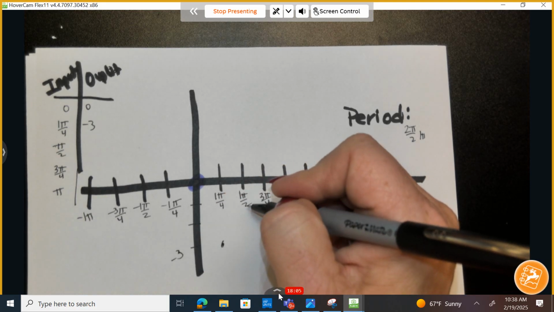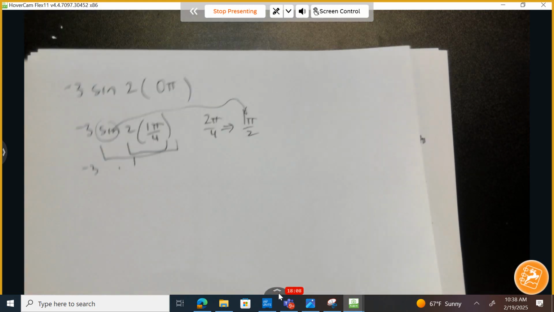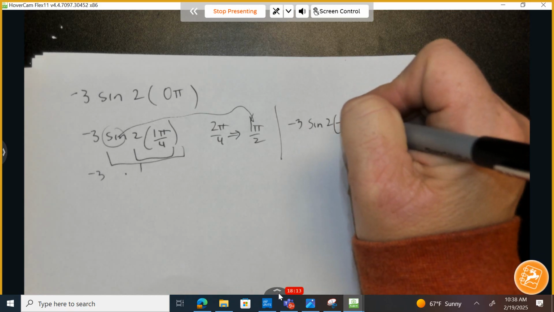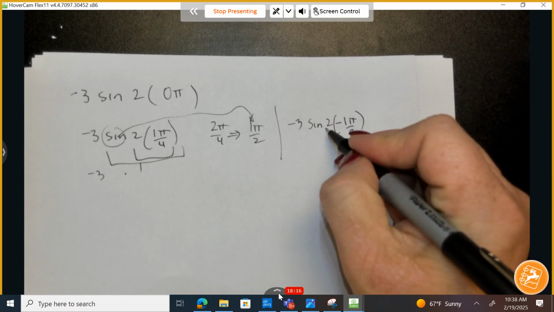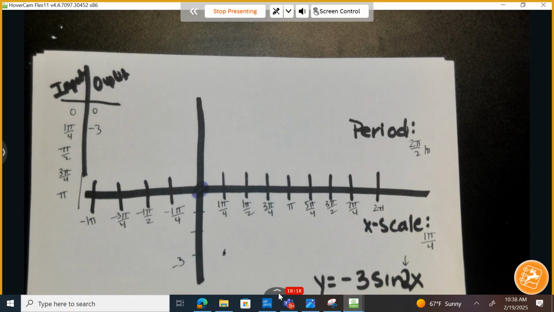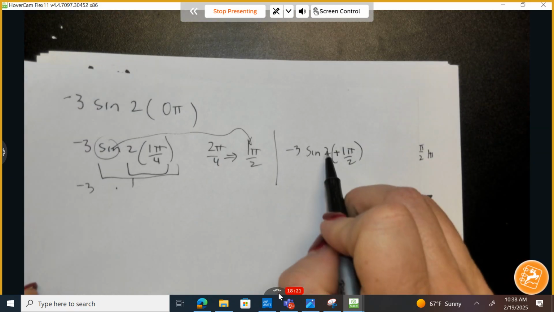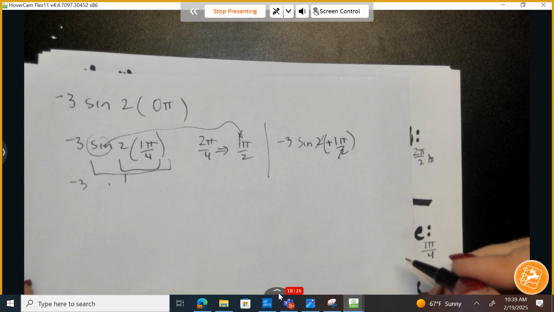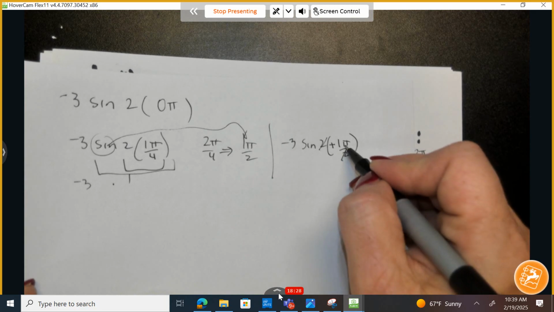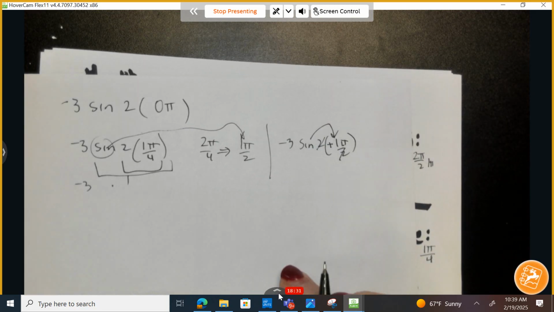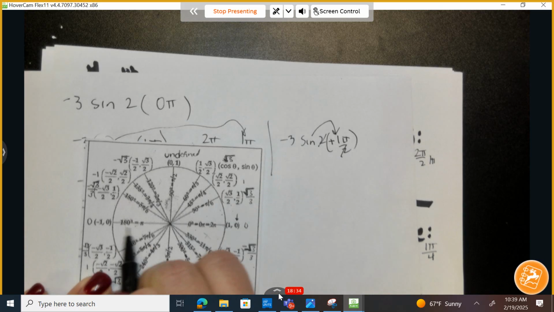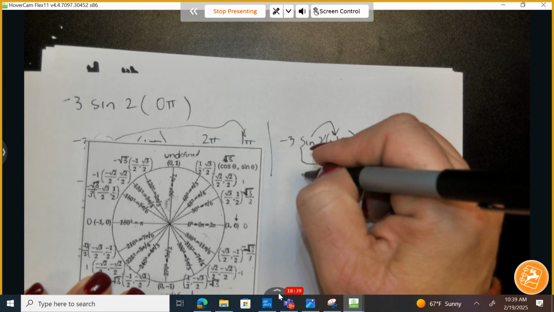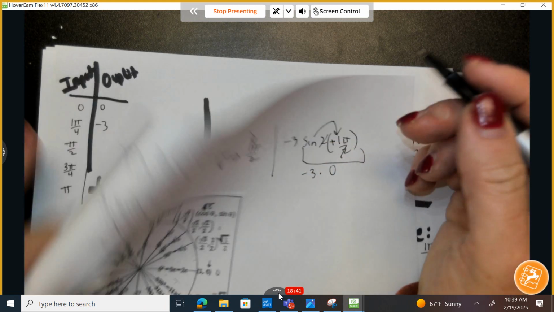Let's do 1 pi over 2. That's my next, 1 pi over 2. Negative 3 times the sine of 2 times 1 pi over 2. Excuse me, I wrote that down wrong. I meant this to be positive. The 2 on top and the 2 on the bottom simply are going to be eliminated. You can think in your mind, really, they're going to simplify to 1, and I'm left with 1 pi. I want to know what is the sine at 1 pi. So I grab my unit circle. At 1 pi, the sine is 0. So this equals 0, and 0 times negative 3 is 0.